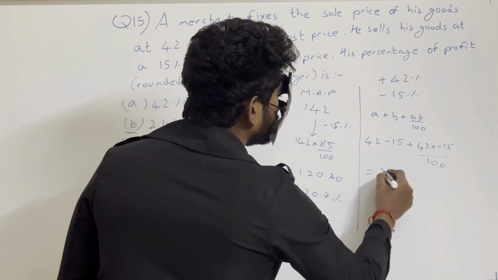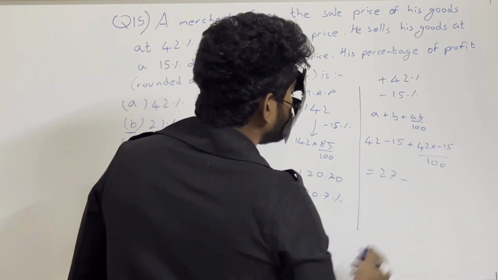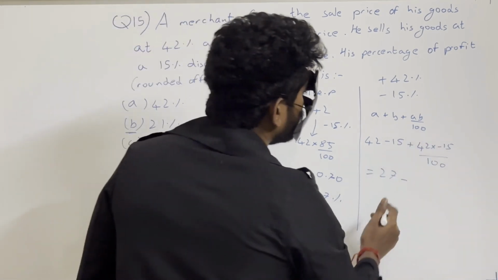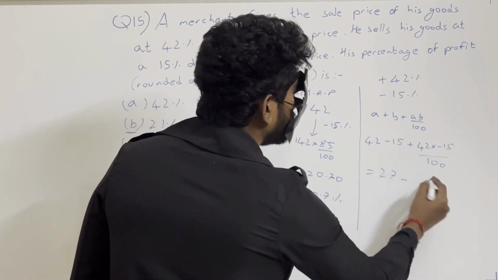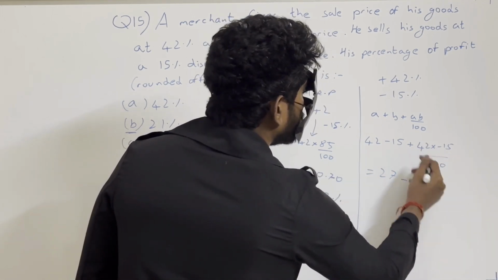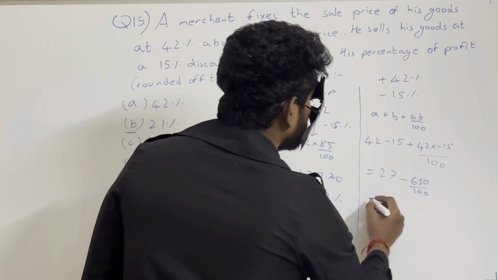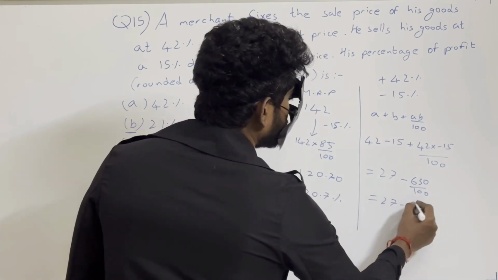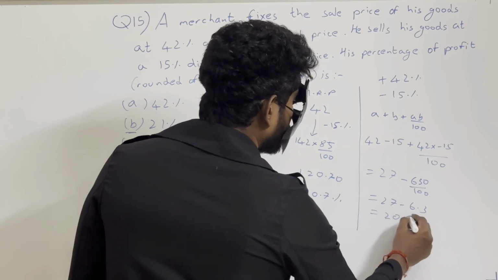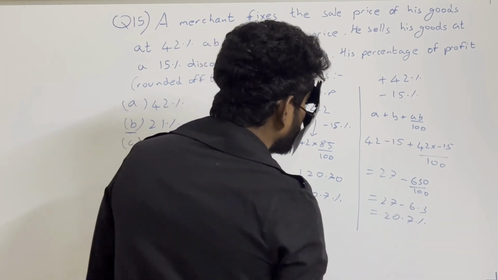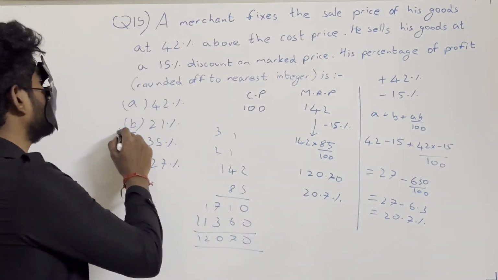So what will this be? This will be nothing but 27 minus 42 into 15, which is 630, by 100. So 27 minus 6.3, which is nothing but 20.7%. So option B is right.